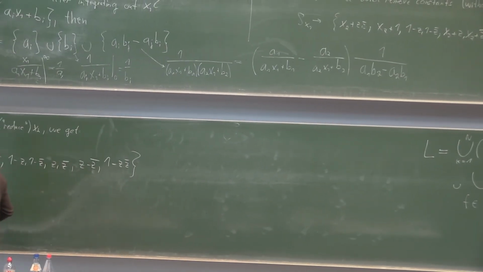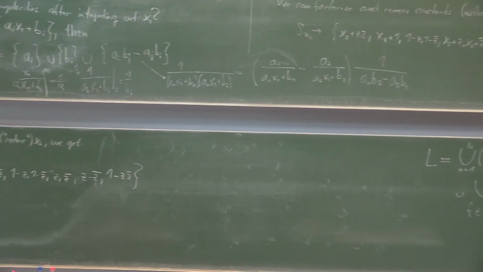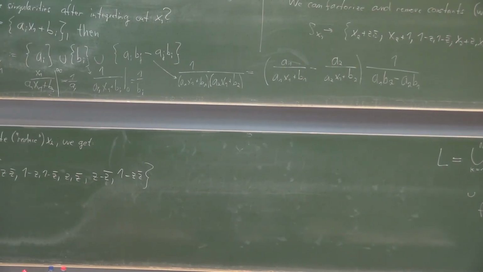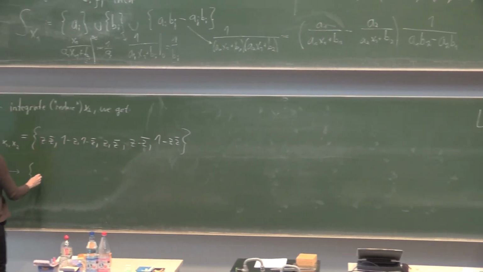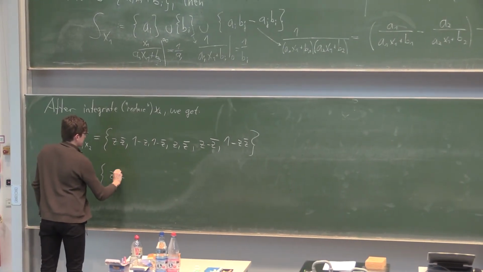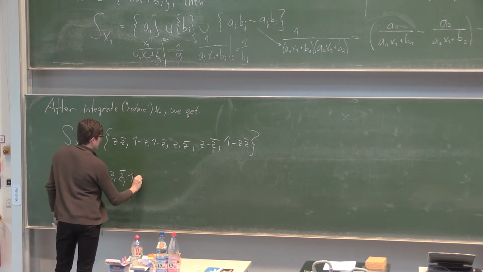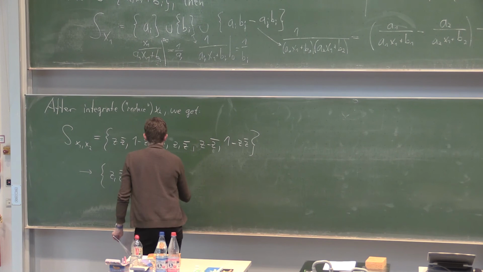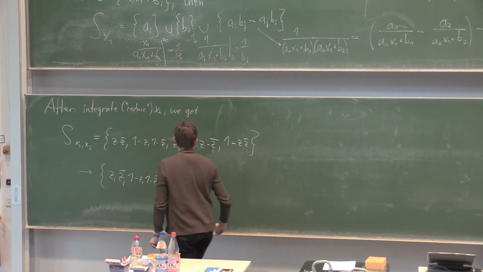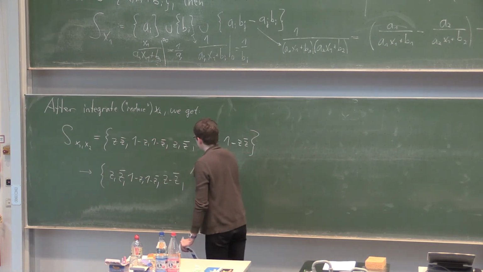And now again we can simplify this a little bit, because this is a product, and we already have z and z bar individually here, so we don't need to keep track of these. So we have z bar, 1 minus z, 1 minus z bar, z minus z bar. And finally, we have this thing.